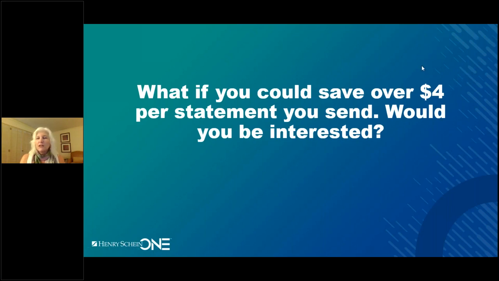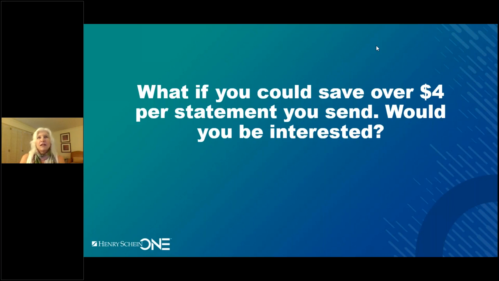I know if there's a way that you can raise your hand, I don't know if there's a little hand that you can raise and just say, yes, that's me. I would love to save $4 per statement. Because if you're sending 100 statements a month, that's $400 that you are paying for just in people resources and material resources.